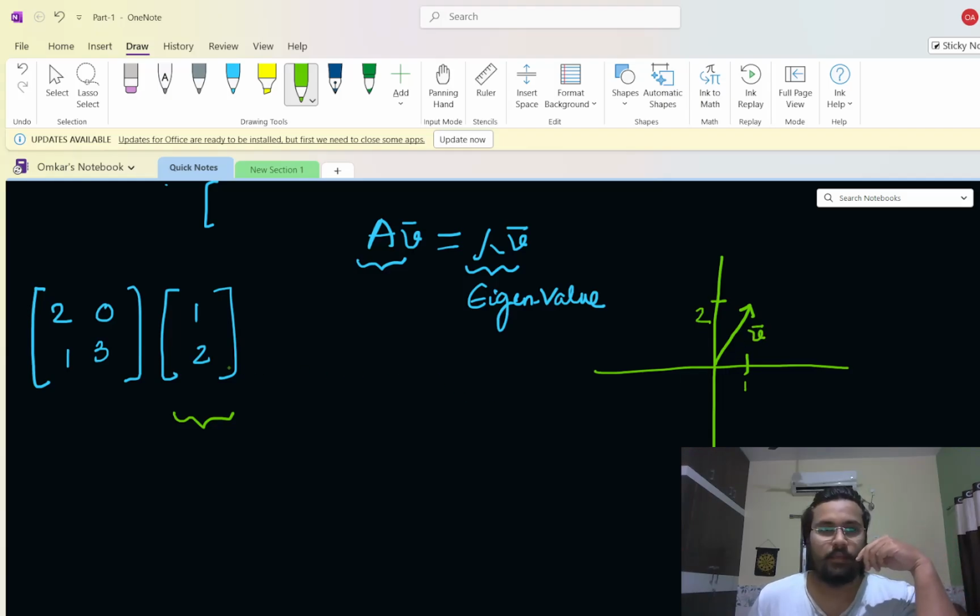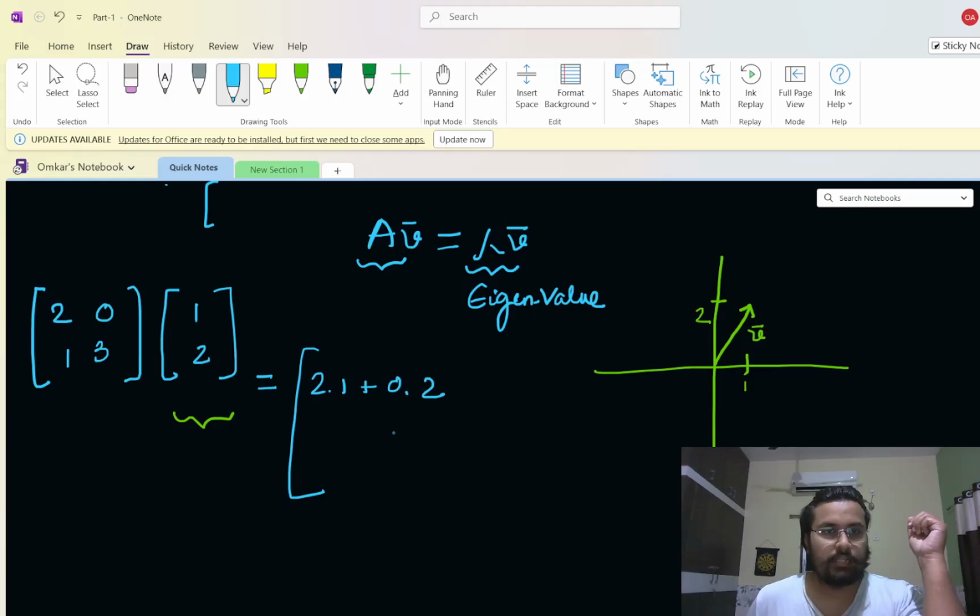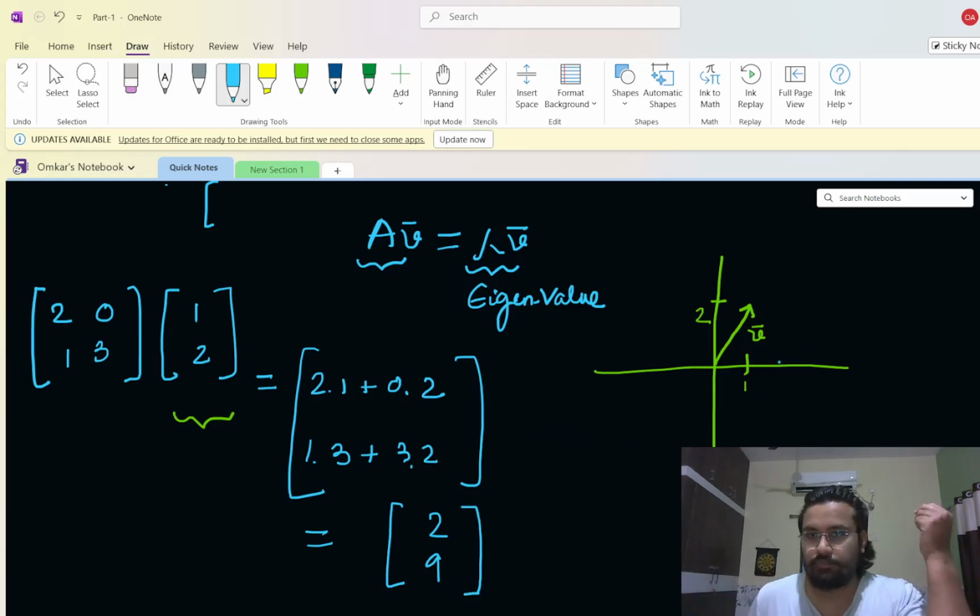So this is V. Now, once this transformation is applied, what will that result in? This is 2 into 1 plus 0 times 2, then 1 into 3 plus 3 into 2. This results in 2, and this is 3 plus 6, which is 9. So this is 2 and 9. If I try to plot this now, 2 and 9 would be somewhere very high along the axis. Clearly, these two are not the same vectors.